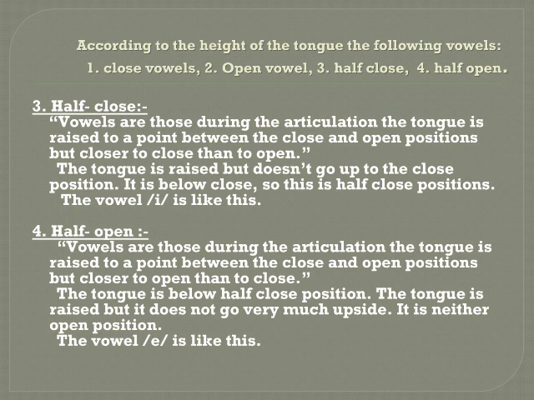And finally, half open vowels. These vowels are those during the articulation of which the tongue is raised to a point between the closed and open positions, but closer to open than to closed. The tongue is below the half closed position. The tongue is raised, but it does not go very much upward. It is neither in the open position. The vowel E is like this.